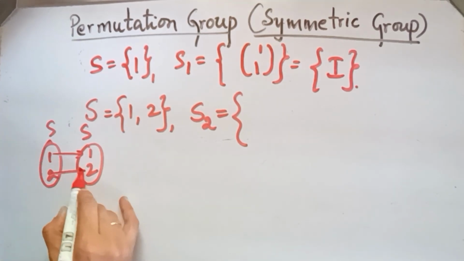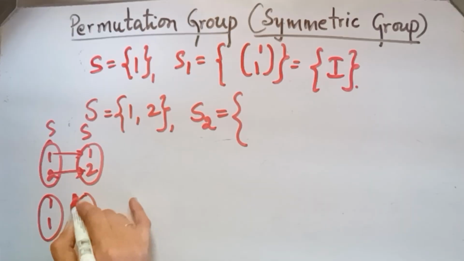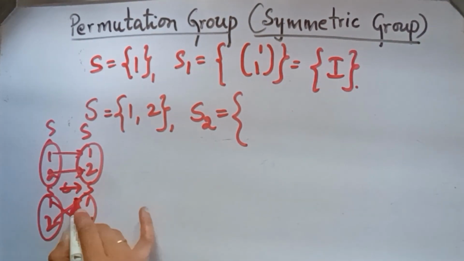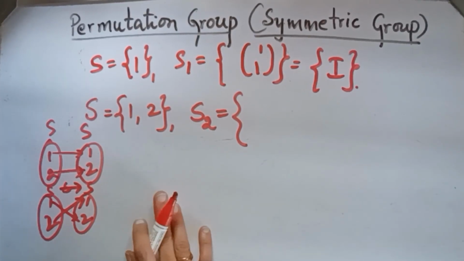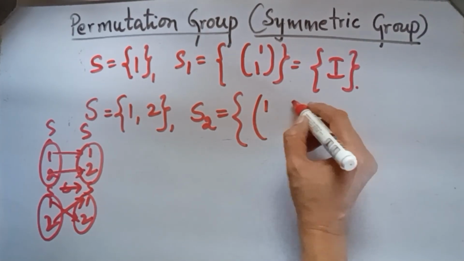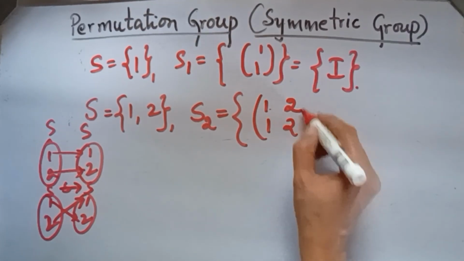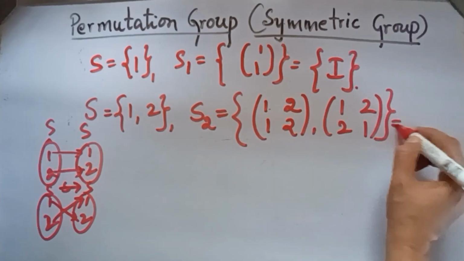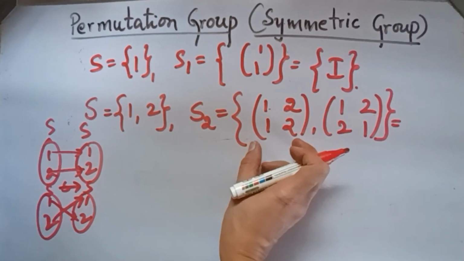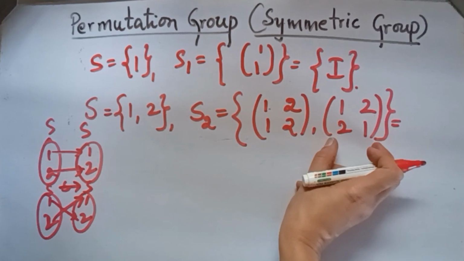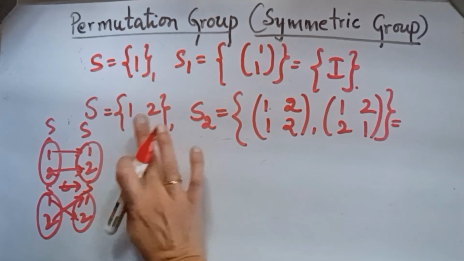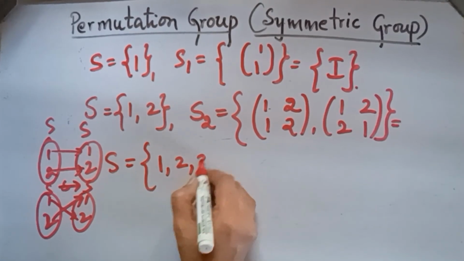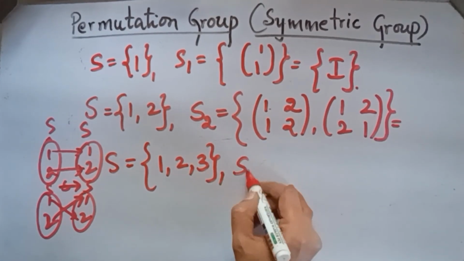One is 1 goes to 1, 2 goes to 2, one bijection. The other is 1 goes to 2, 2 goes to 1. No other bijections are possible. So S2 contains 1 goes to 1, 2 goes to 2, and 1 goes to 2, 2 goes to 1. This contains the identity element and one more permutation of the elements 1, 2. This is S2. Similarly, you get all bijections on a set with 3 symbols, that is S3.